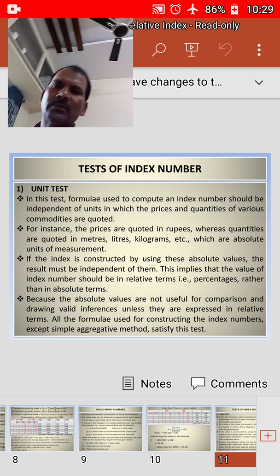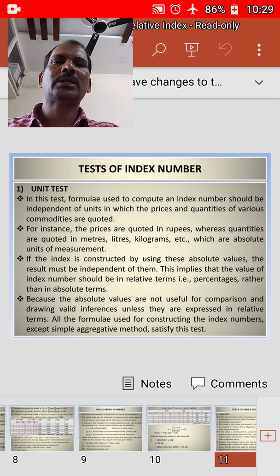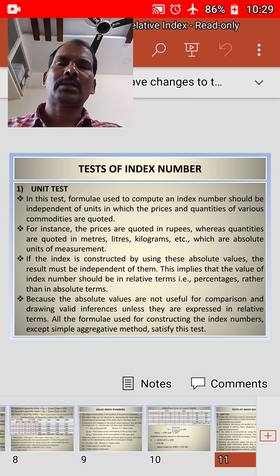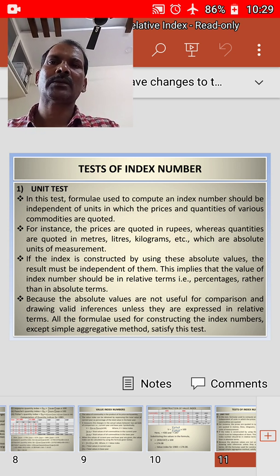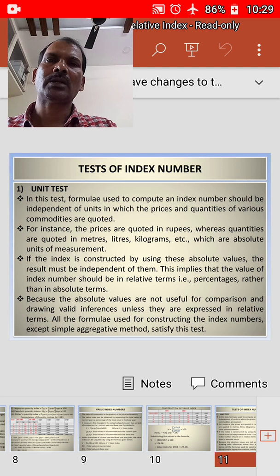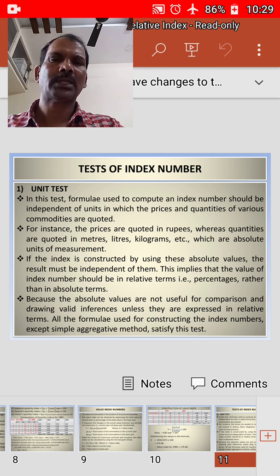Okay, in this test, the formula used to compute an index number should be independent of the units in which the prices and quantities of various commodities are quoted. For instance, the prices are quoted in rupees, whereas quantities are quoted in meters, liters, kilograms, etc., which are absolute units of measurement. If the index is constructed by using these absolute values, the result must be independent of them.